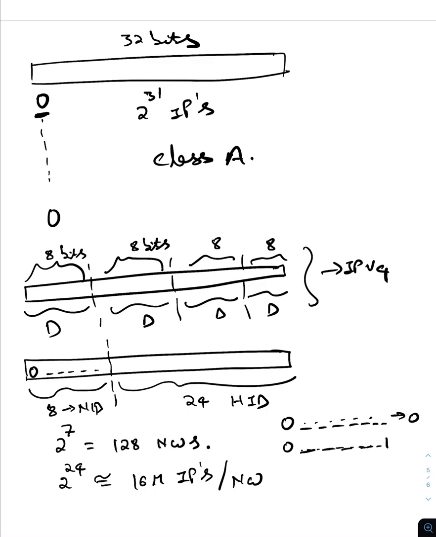If it's 1, 2, 3, 4, 5, 6, 7, then it's one. Again, if it's 1, 0, then it's 2, all the way. If it is 0, 1, 1, 1, 1, 1, 1, 1, then it's 127. And the first, these two are not used, and I'll explain why they are not used.